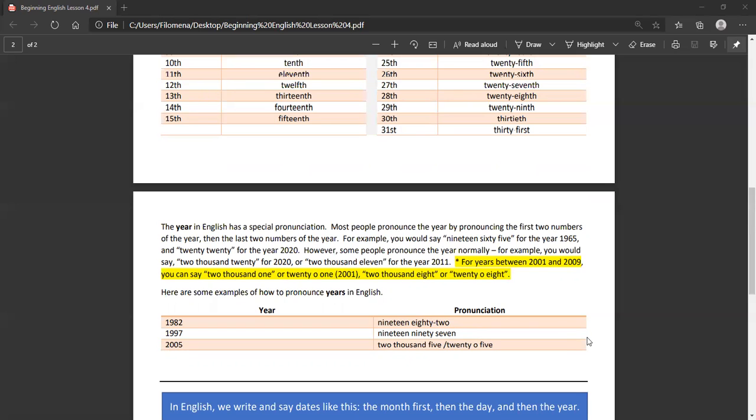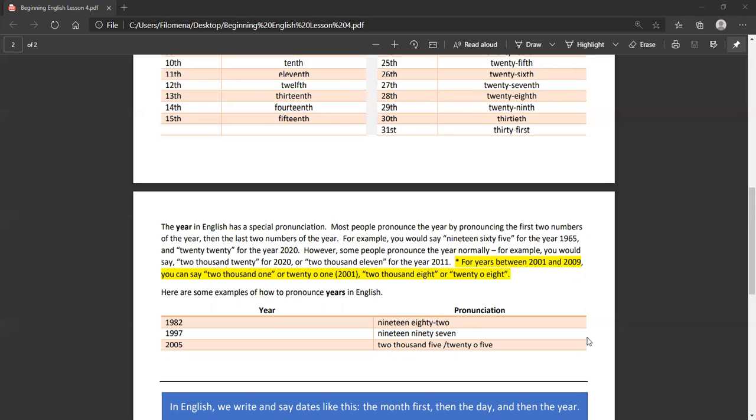Now, just a special point, for years between 2001 and 2009, you can say them that way, two thousand one. Or, if you want to group the numbers by twos, you would say twenty oh one. For 2008, you could say two thousand eight or twenty oh eight. So we're putting in that little word oh to stand in for the 0 before the 1, 2, 3, 4, 5, 6, 7, 8, or 9. Okay, so here are some examples of how to pronounce the years in English.